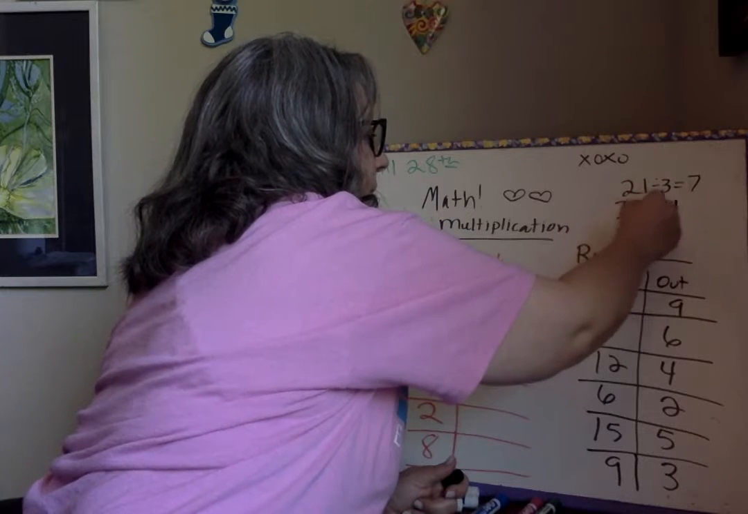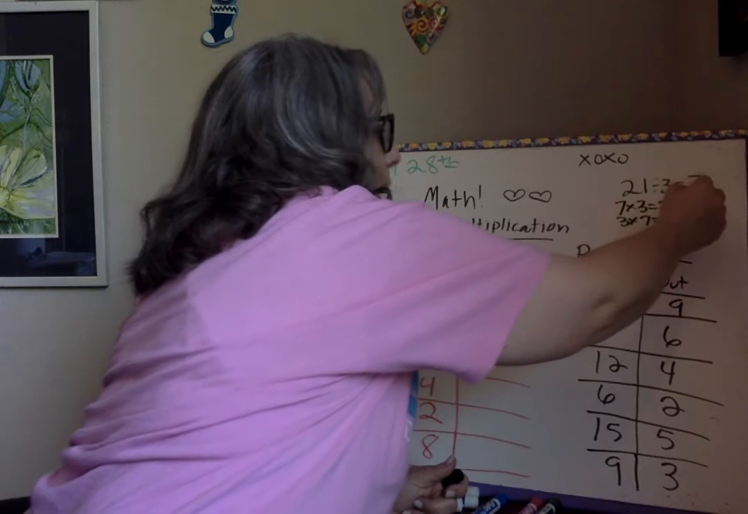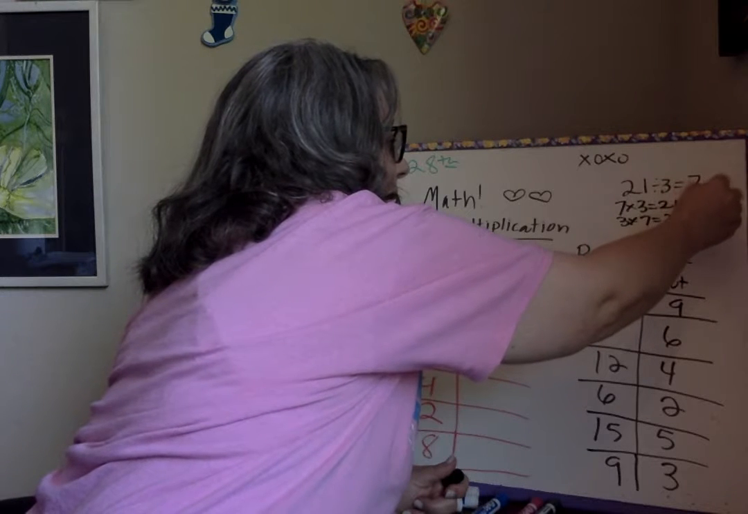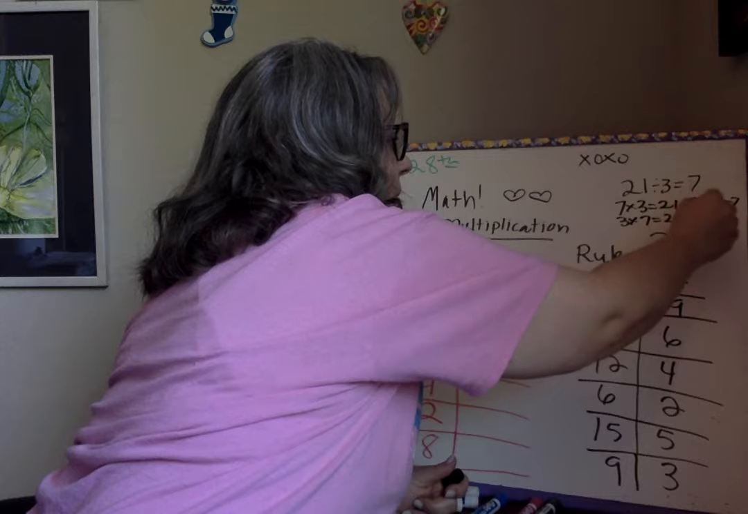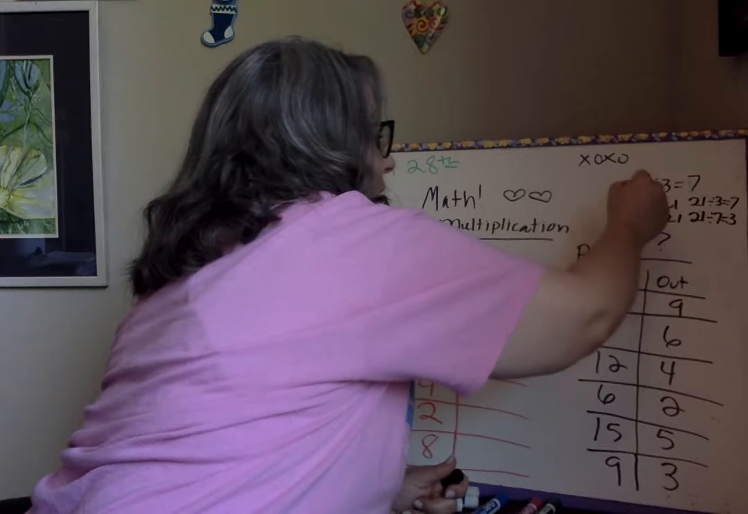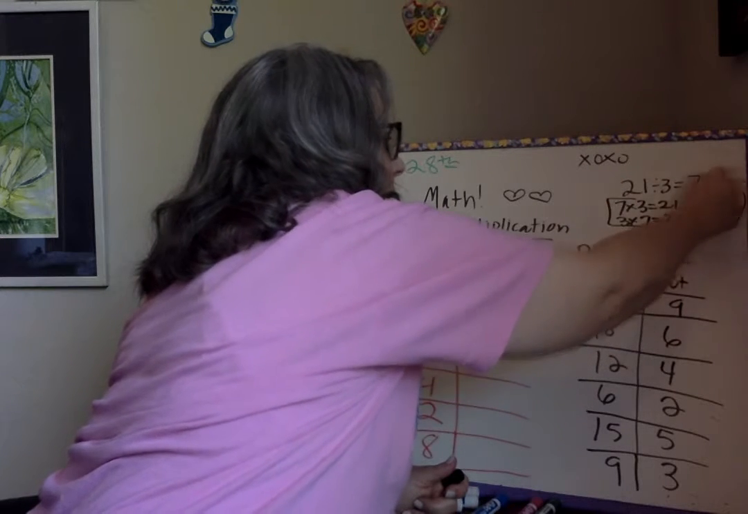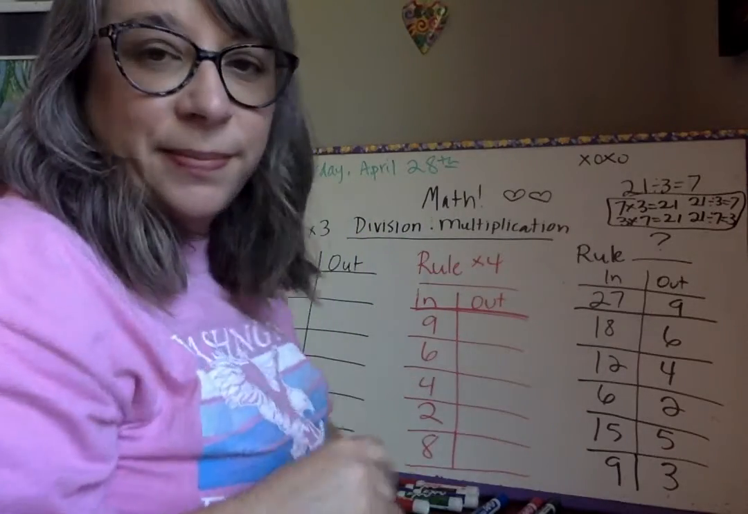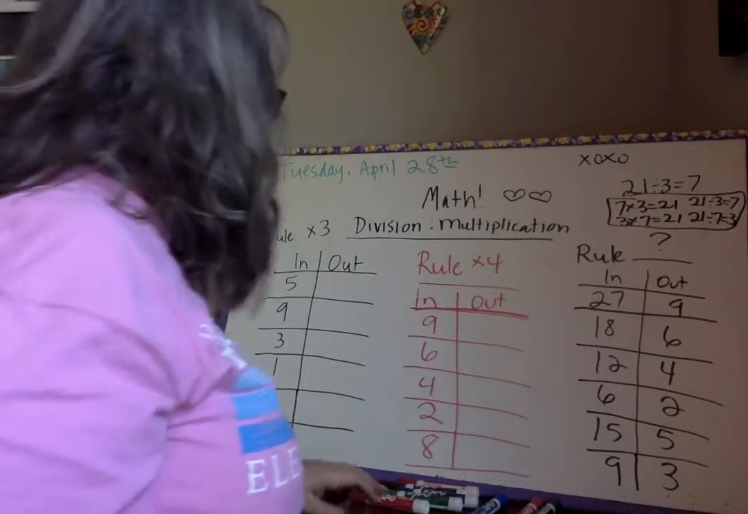Okay, so we know that 7 times 3 is 21. 3 times 7 is 21. 21 divided by 3 is 7. And 21 divided by 7 is 3. There's our fact family. And good job. Let's move on.